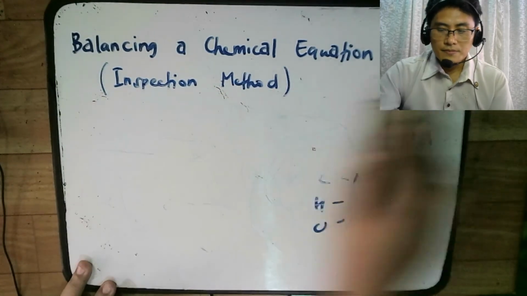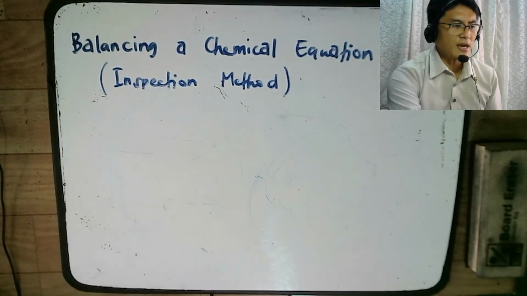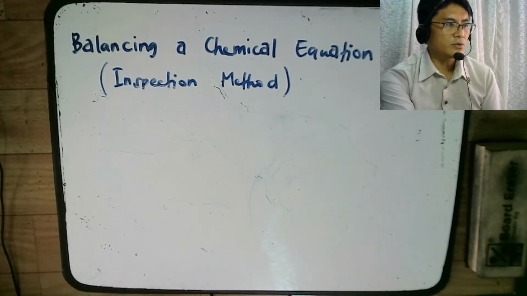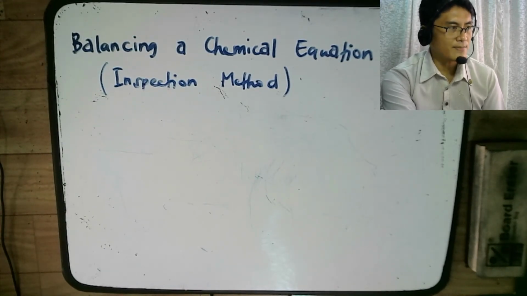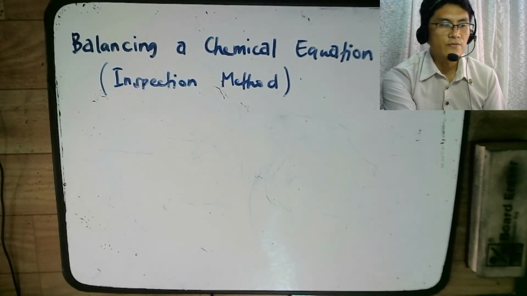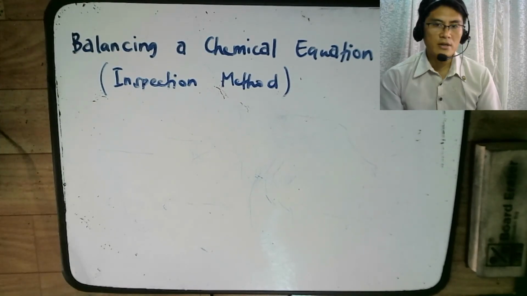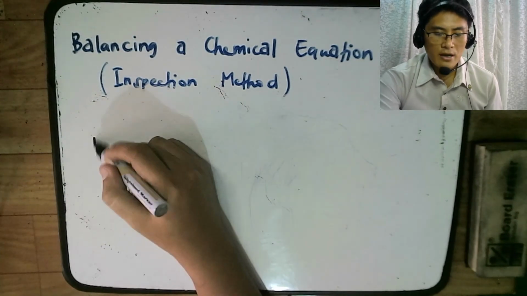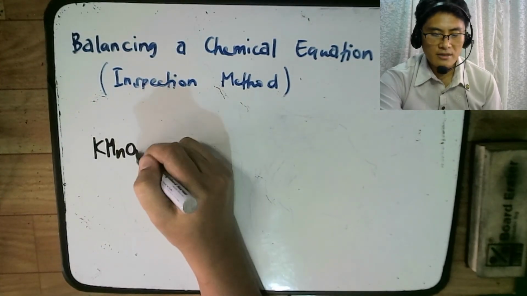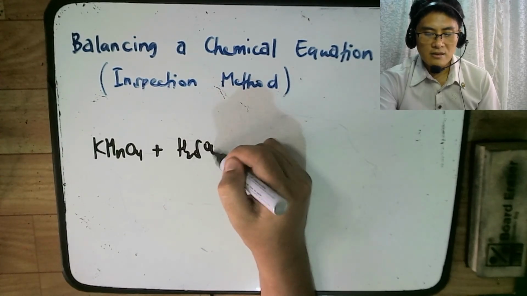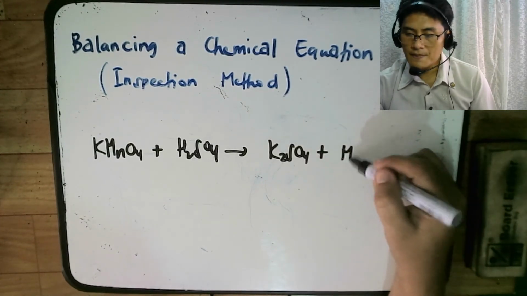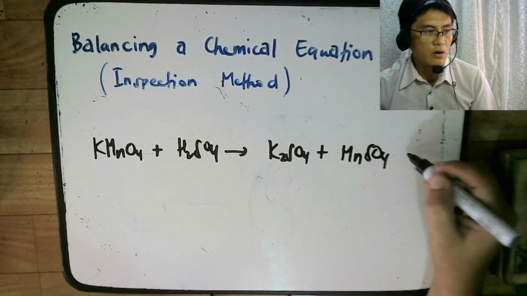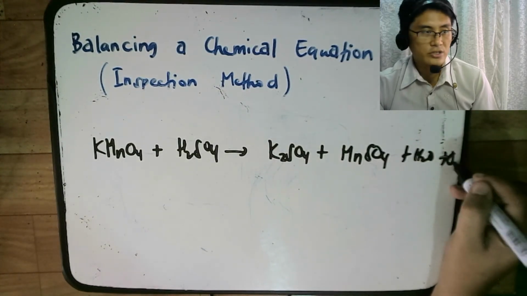Okay. Now, in some cases, it's even impossible to solve using the inspection method, just because the equation is very, very difficult to begin with. So for example, if you have this one, potassium permanganate reacting with sulfuric acid, forming potassium sulfate plus MnSO4 plus water plus oxygen gas.